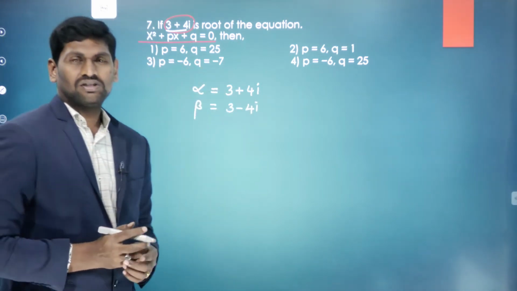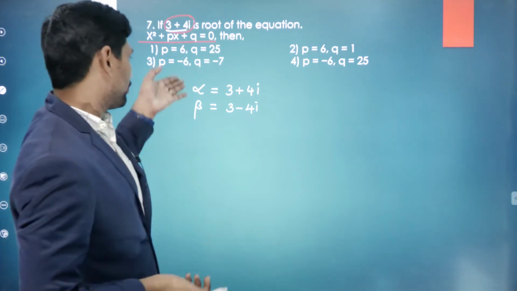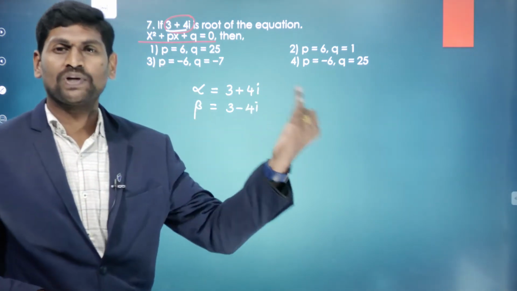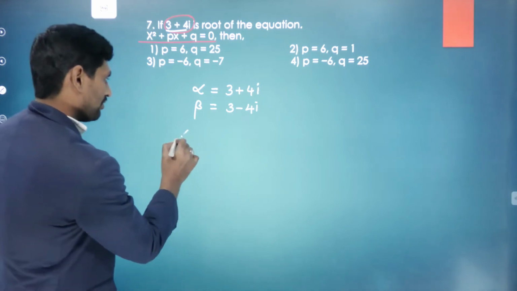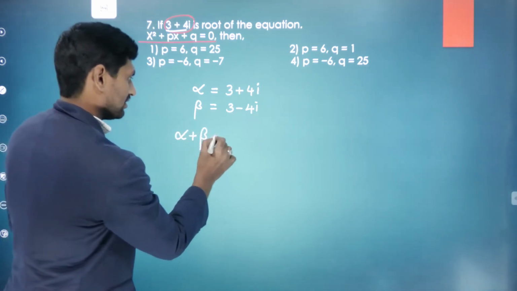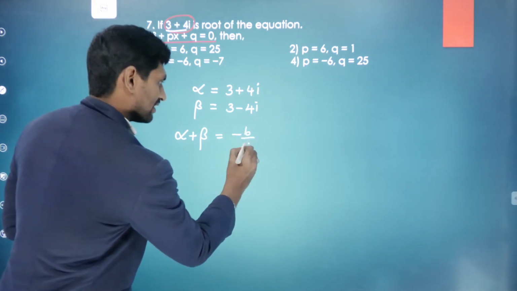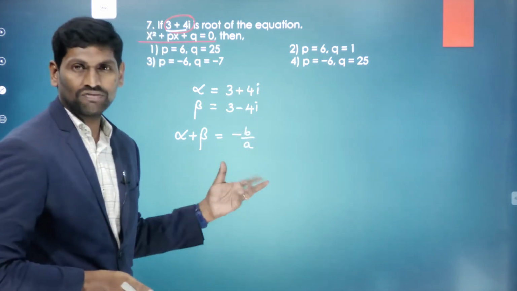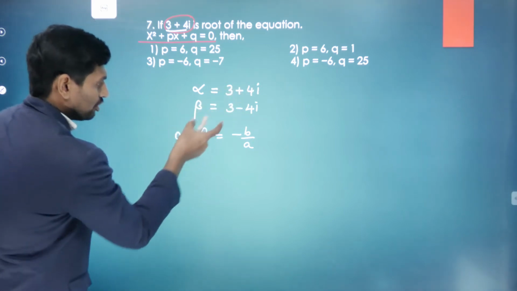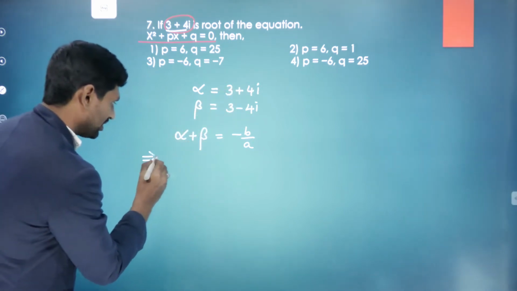Okay. So as usual, if you know the roots, sum of roots, product of roots. Sum of roots, alpha plus beta. What is that? Minus b by a. Am I right? Formula for that. Okay, alpha value we know, beta value we know. Add both of them here.